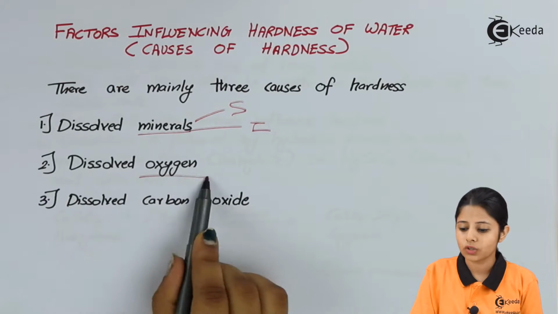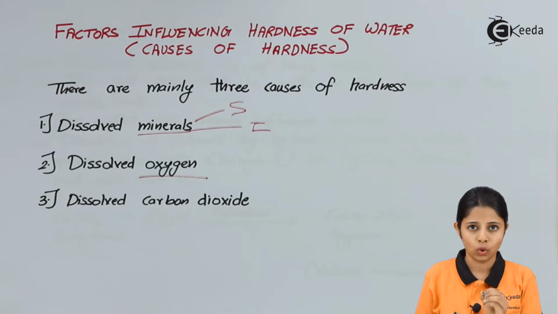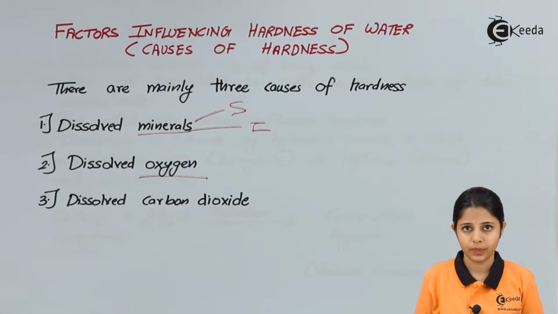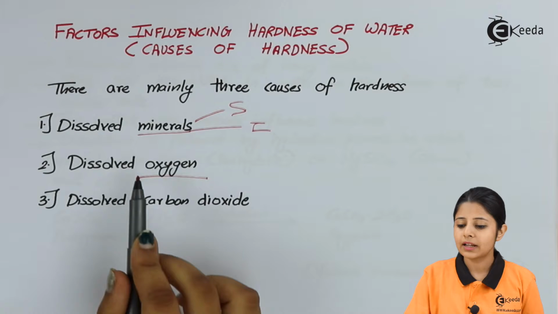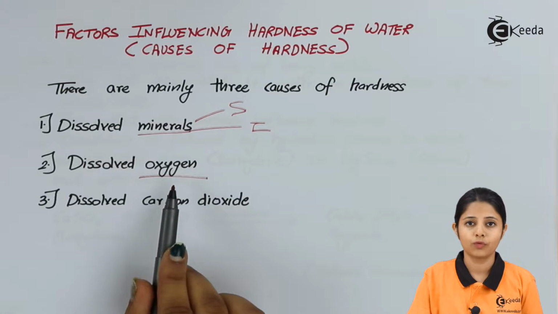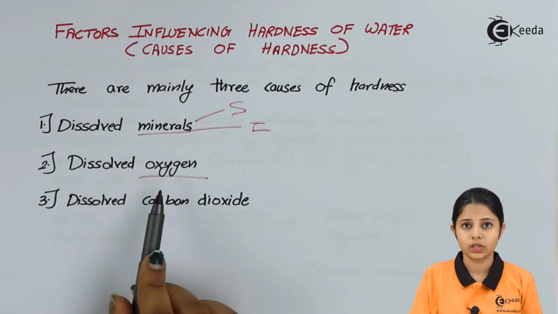The second is dissolved oxygen. Now we all know that water itself consists of oxygen. That means the molecule of water is H2O, that is 2 hydrogens and 1 oxygen. Apart from that, if there is extra oxygen added to the water, that extra oxygen will also lead to impurity of water, and that impurity definitely leads to hardness. Any kind of dissolved impurity leads to hardness. And apart from H2O, the proportion or the percentage of the oxygen which is present in the molecule of the water, if we have extra oxygen in the water, that is not desirable.